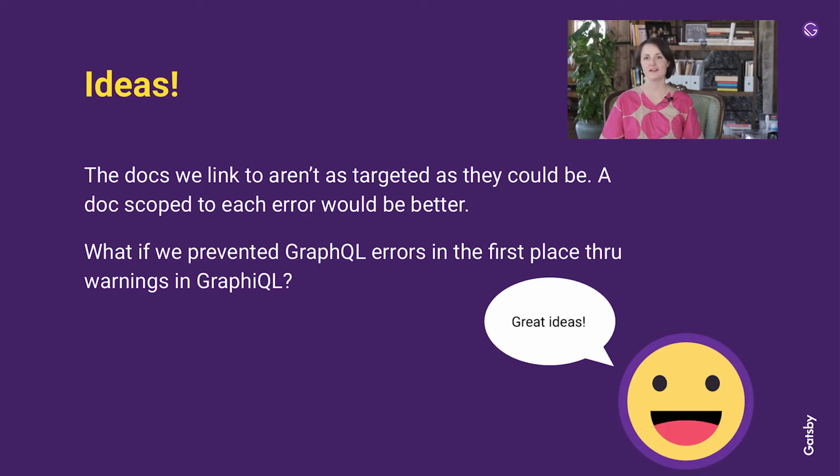If we were to link to a doc that is just for that single error, it could help people resolve the error faster. The second idea that we came up with as a group is, what if we could prevent GraphQL errors from happening in the first place? I mean, the best kind of error message is no message at all because you didn't even have an error. So if we can, in GraphQL, warn people about problems they might run into and help them correct it before it even makes it into their code, that would be great. The team working on Graphical is actually working on some of these ideas already.